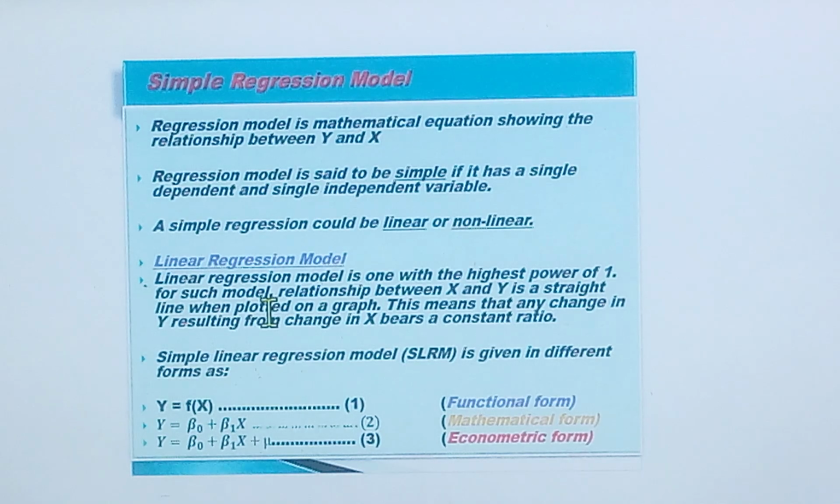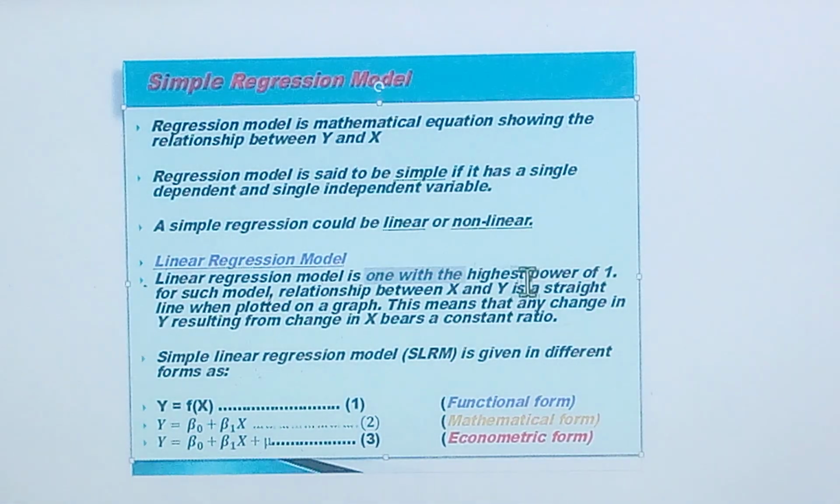Now, a simple regression model could be linear or non-linear. It's linear if it satisfies at least these three conditions. The first is that it has the highest power of 1. If you look at the models in 2 and 3, you see that y has the highest power of 1. That is, the power of y is not 2, 3, or half. It is just 1. Y means y raised to power 1. B0 means B0 raised to power 1. B1 means B1 raised to power 1. X also here means x raised to the power of 1. So, when y is raised to the power of 2 or raised to the power of half, then it makes the model a non-linear model.